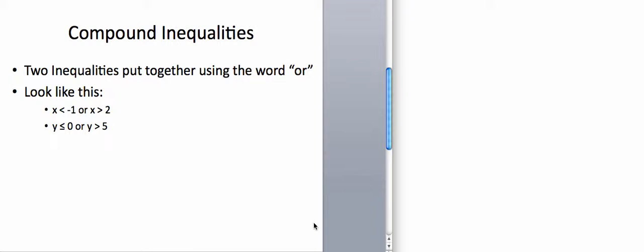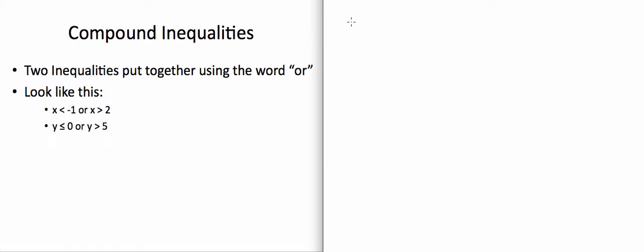With compound inequalities using the word OR, they're going to give you OR right in the center of our inequality. So what we've got is we still have two inequalities, and if we take a look over here, we have x is less than -1 or x is greater than 2. Okay, and so how this will look when we graph this, we're going to have x is less than -1 or x is greater than 2.